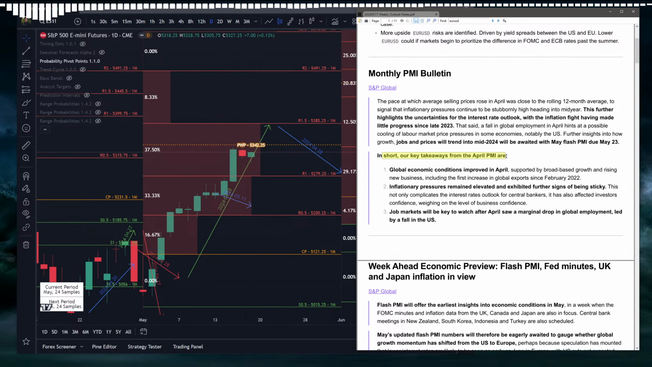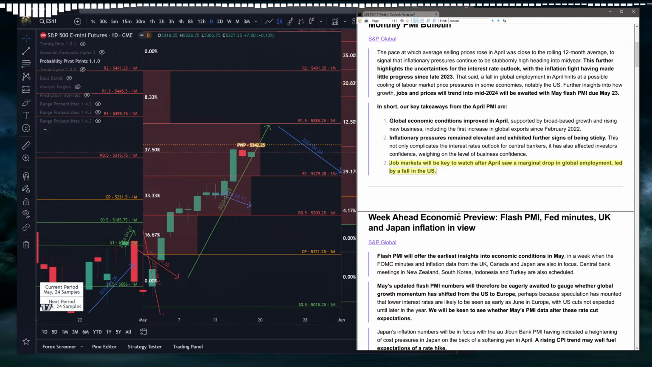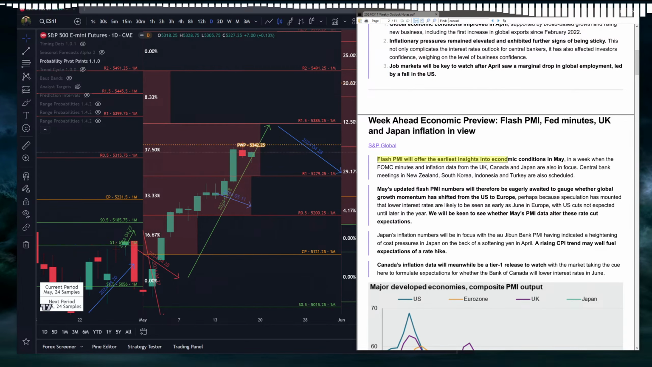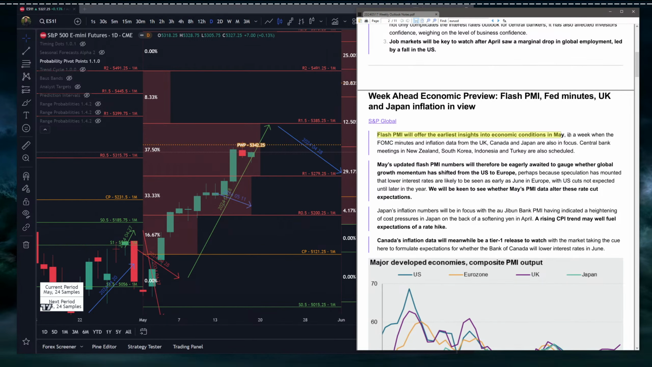In short, our key takeaways for April are: global economic conditions improved in April, inflationary pressures remained elevated and exhibited further signs of being sticky. Job markets will be key to watch after April, led by a small fall in the US. Flash PMIs will offer the earliest insights into economic conditions in May, right? Inflation data in the UK, Canada, Japan are also in focus. So you can tell that I read these things.